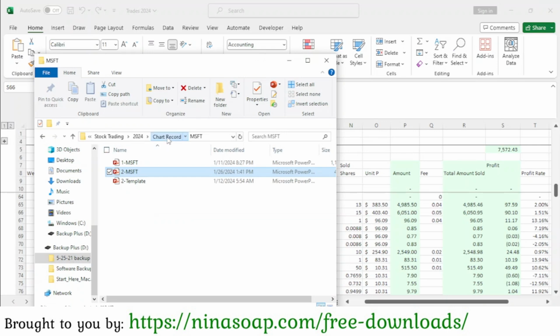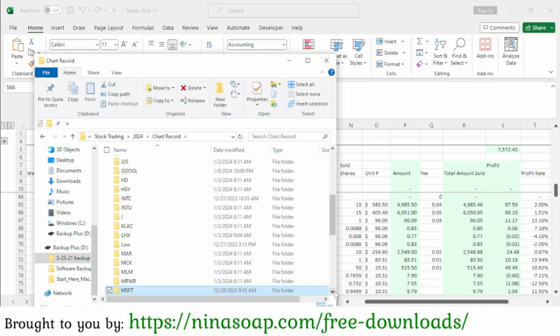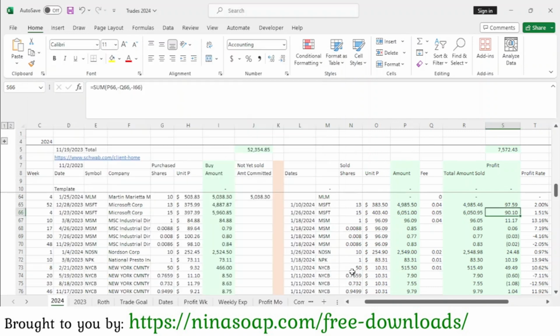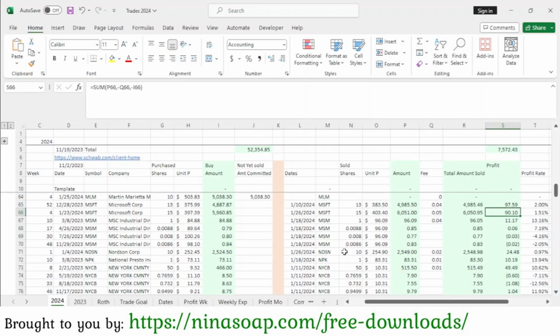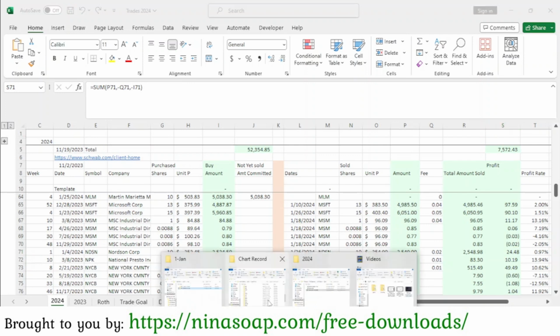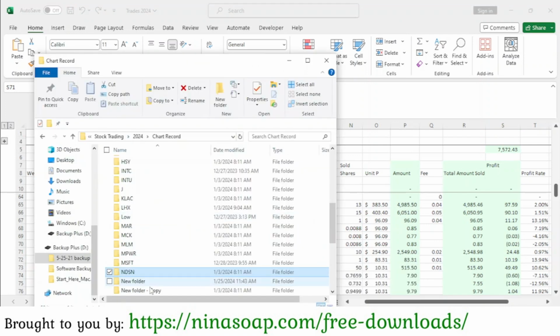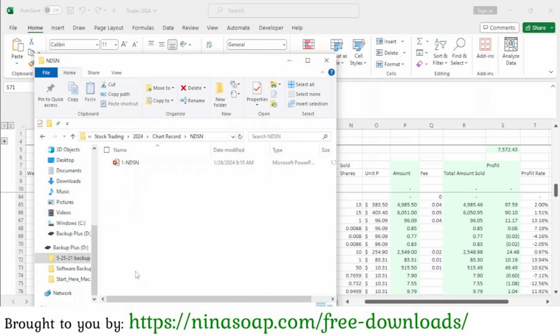Okay, let's try one more. I think NDS 26. We sold on the 26th, so let's see how much we sold it for. $24 profit. Okay, you can see how much work goes into it for $24.